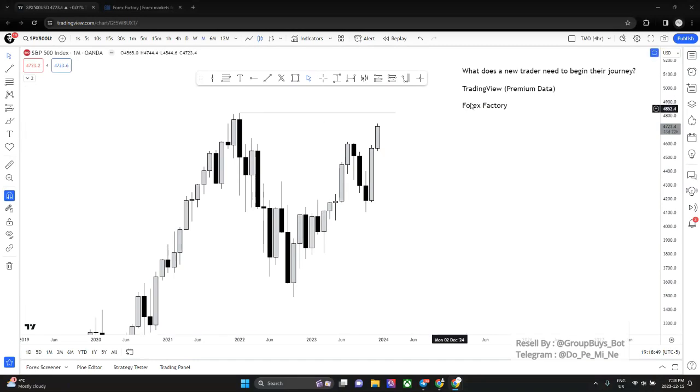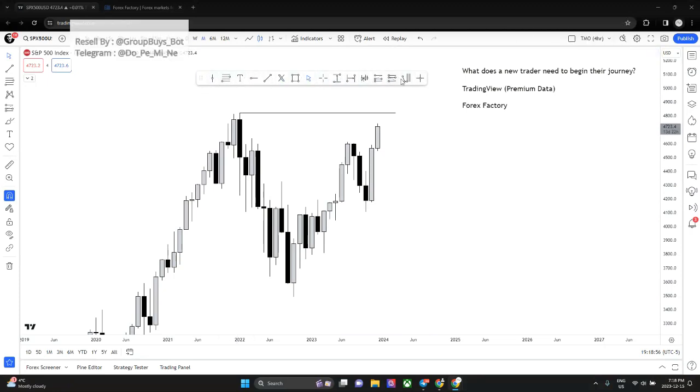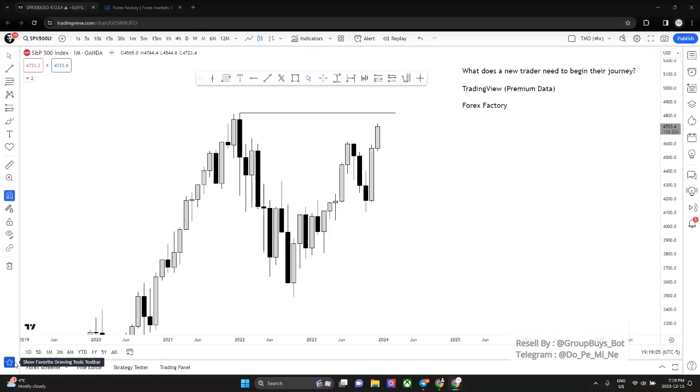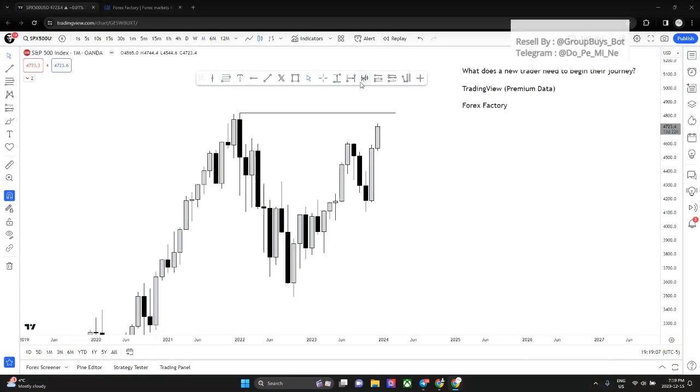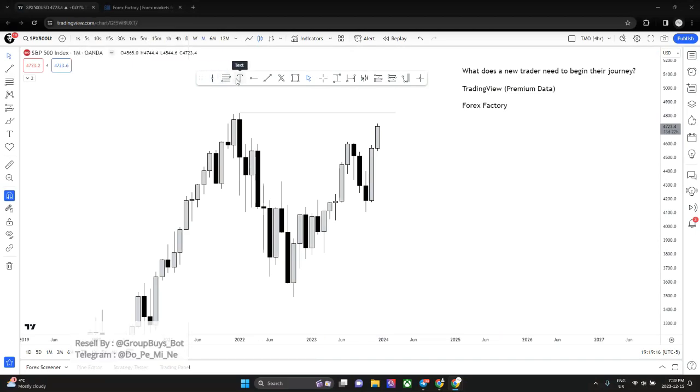So let's talk about TradingView now. Everything that I have here is what I use. These are the shortcuts that I have for my toolbar. This is for those who are new, this is what you'll need. I have the vertical line and the Fibonacci retracement. I use this mostly to annotate.